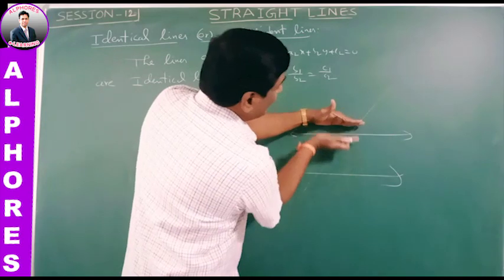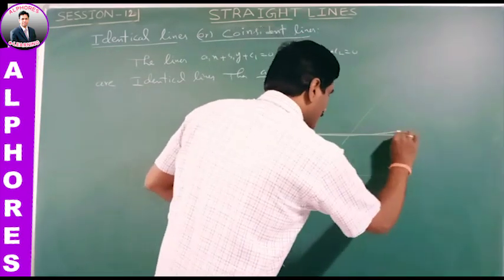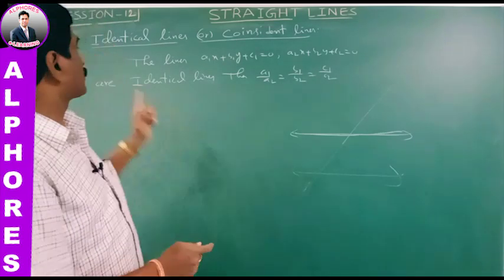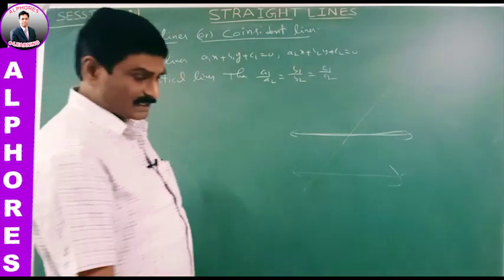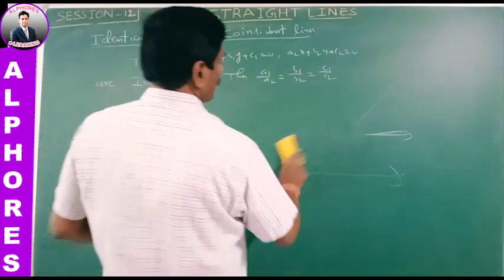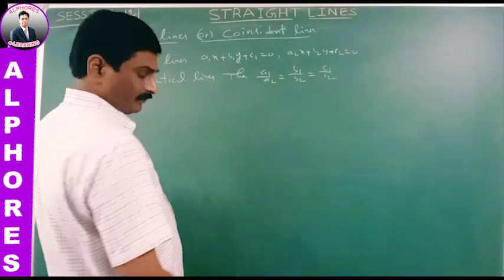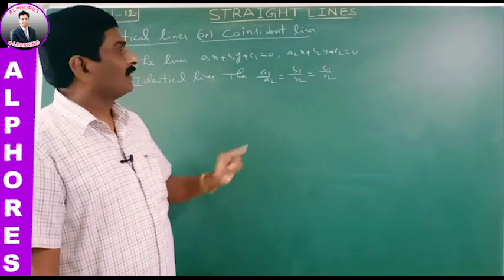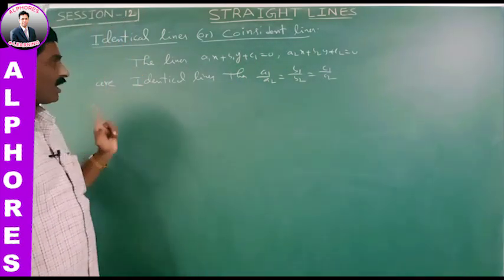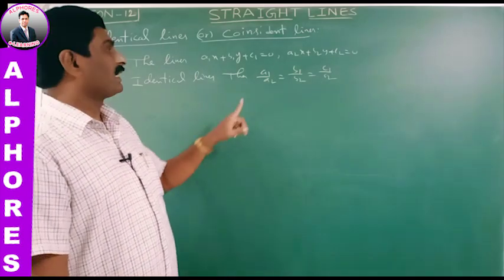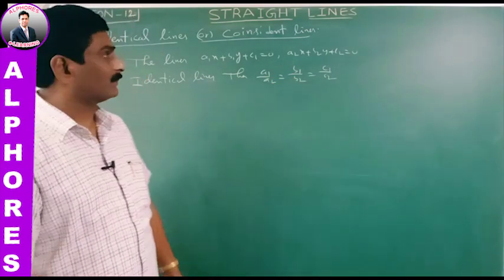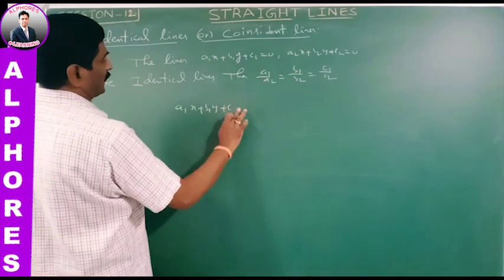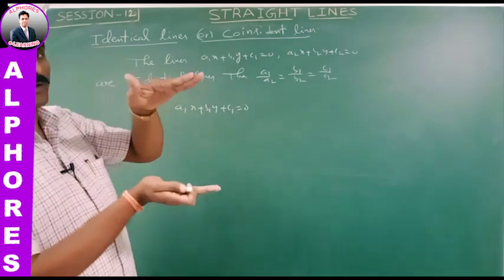If this line coincides with this line, this line is again on the line, then these two are said to be coincident lines or identical lines. Okay. Please note this value. If the lines a1x plus b1y plus c1 is equal to 0, comma a2x plus b2y plus c2 is equal to 0 are identical, then a1 by a2 is equal to b1 by b2 is equal to c1 by c2. Identical means one of the line coincides with other line.